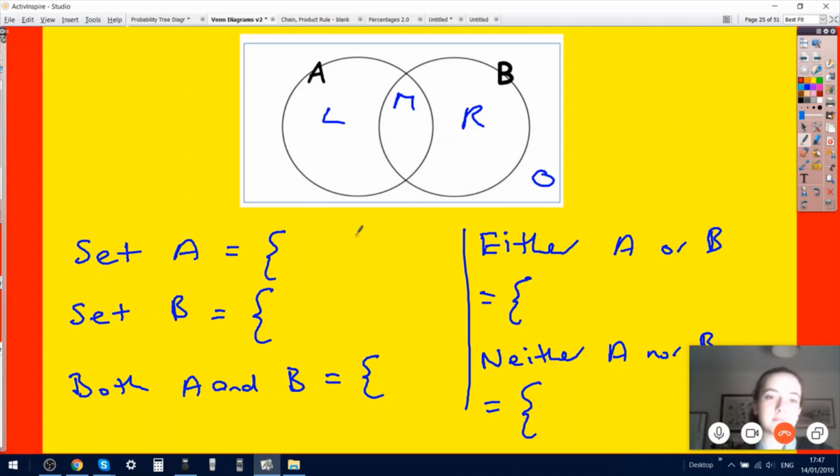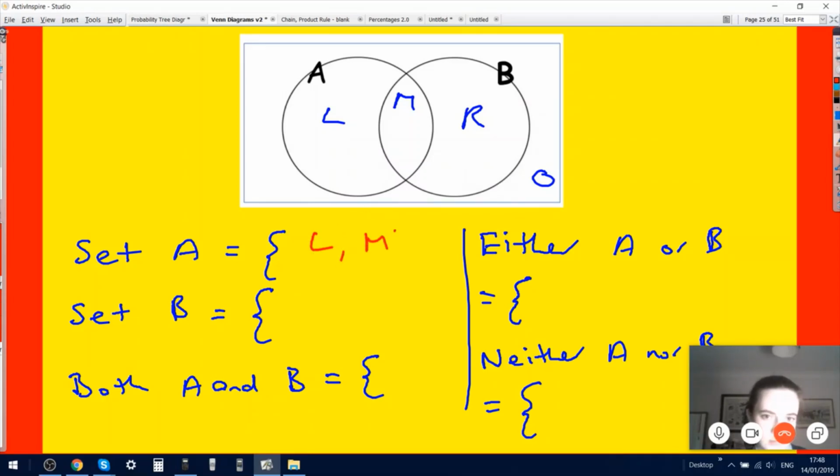This one, set A, what are the regions? Just in terms of left, middle, right, and outside. Left and middle. Yeah. Set B. Right and middle. Yeah. Both A and B. Left, middle, and right. That is either A or B. Both A and B.